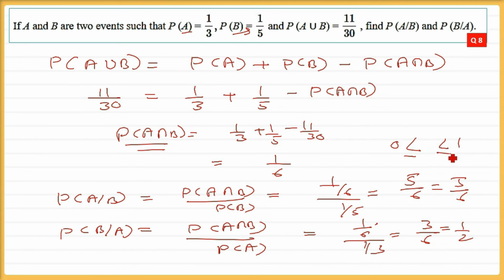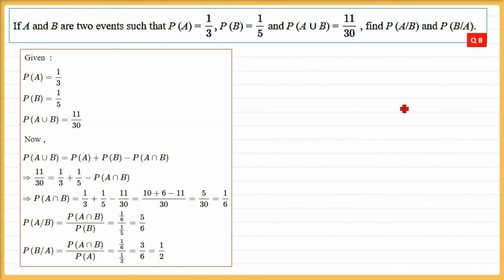Now you need to check that these probabilities lie between 0 and 1, inclusive of 0 and 1. So this is your final result, and this is the final result. This is how you have to go about it.